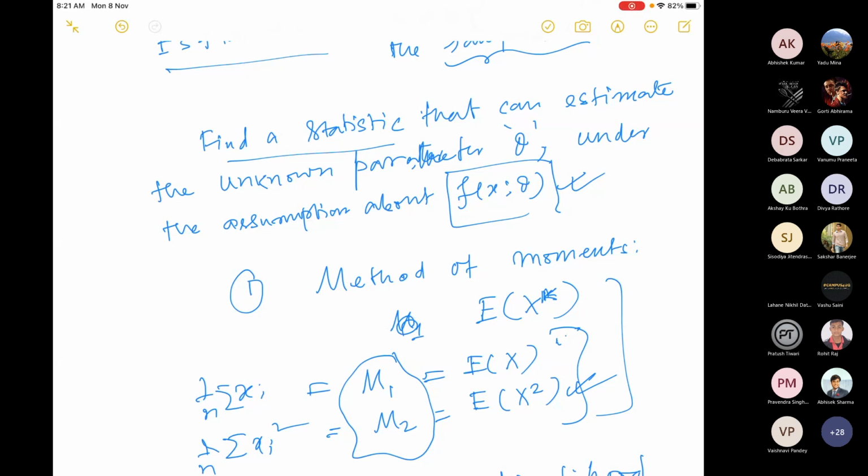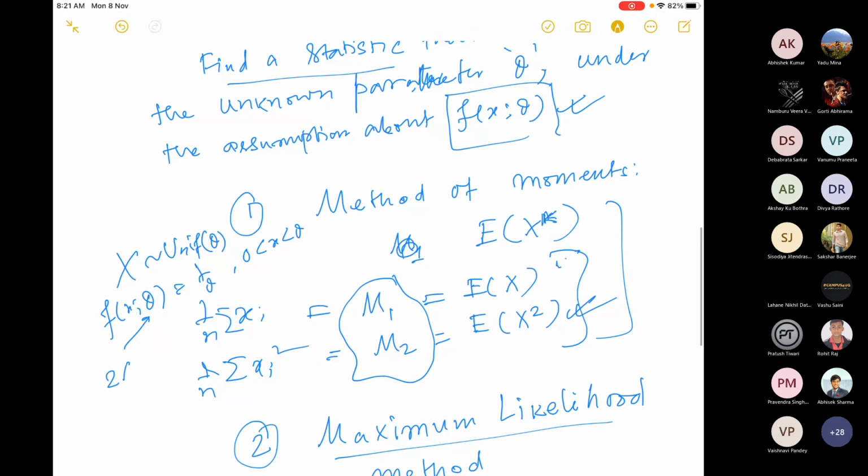For example, I said last day that if x is uniform, with f(x, theta) equal to 1 by theta when 0 is less than x less than theta and 0 otherwise, then the estimator for theta was 2 times x bar, where x bar is the sample mean. Now the question is, if I pick this particular example and apply another method to estimate the same theta, will I get the same estimator or not? That is again a question.